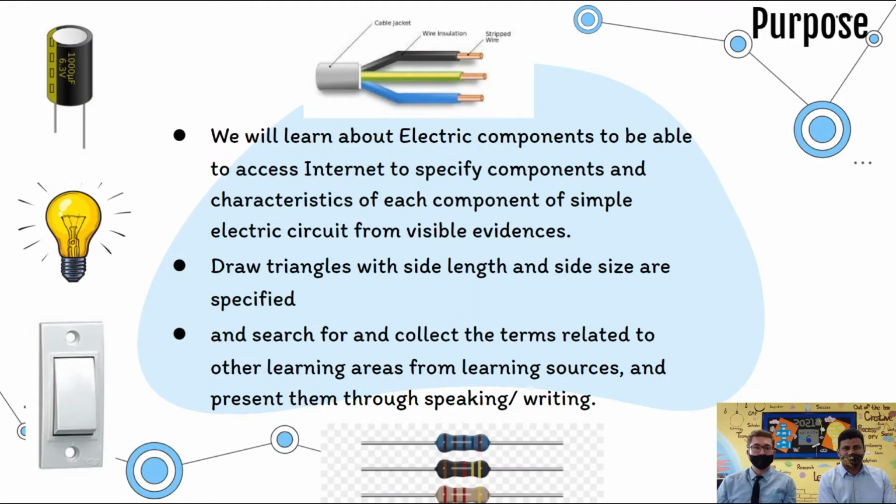The purpose: today we will learn about electric components, to be able to access the internet to specify components and characteristics of each component of a simple electric circuit from visible evidence. We will draw triangles with side lengths and side sizes when they have been specified, and search for and collect the terms related to other learning areas from learning sources and present them through speaking and writing.